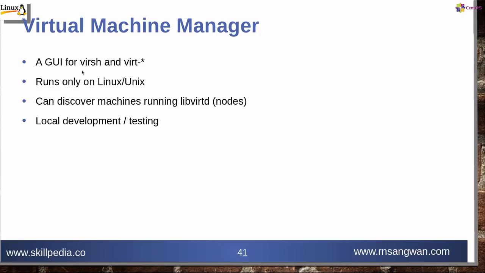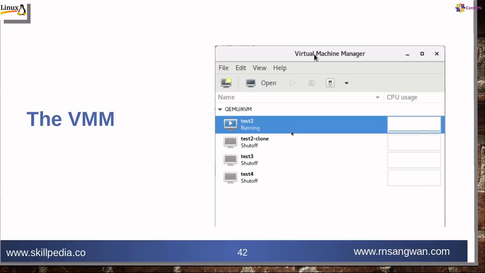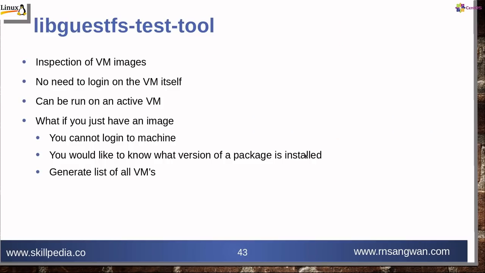Virtual Machine Manager, a GUI for virsh and virt. I created my first machine using this Virtual Machine Manager with a GUI. It runs only on Linux or Unix. It can discover machines running libvirtd or nodes. Local development and testing is a good use case. This is a screen grab of my test1, test2, test3, test4. You notice that all the machines were ready. I destroyed them and created them quickly during this presentation also, so that you understand how easy it is.